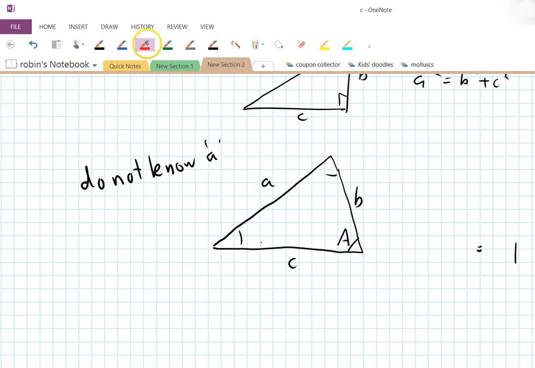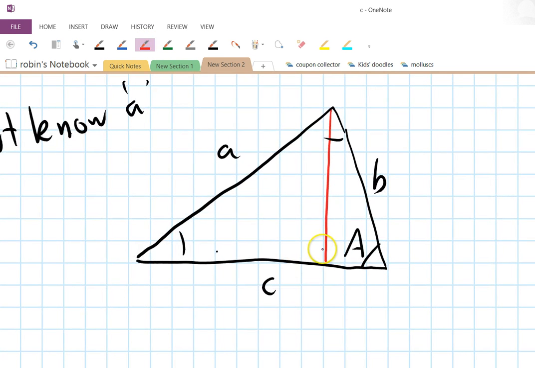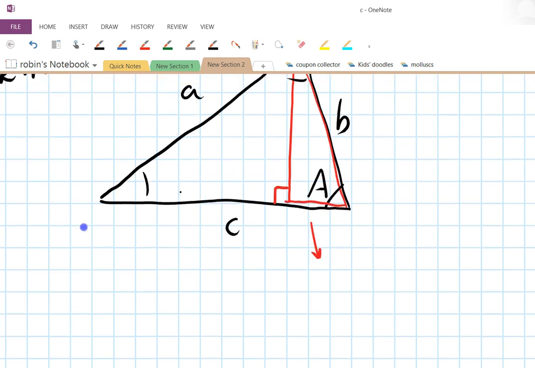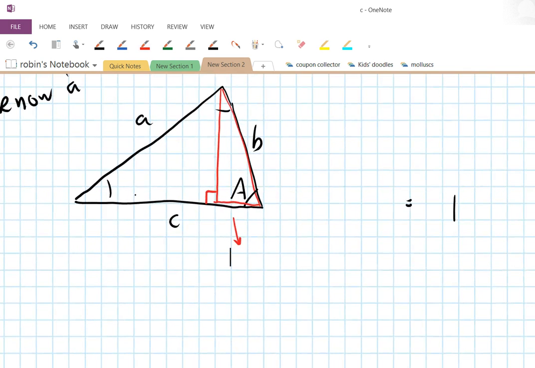What I'm going to do is, with this red line here, I'm going to drop a perpendicular down there so that it hits this side here as a right angle. And now I'm just going to concentrate on this triangle here, and work out the sides of that triangle. Well, we know something about it already. I'm just going to rewrite it there.